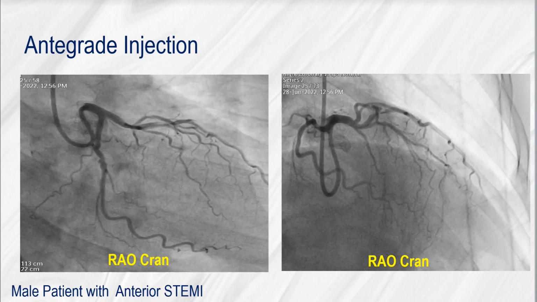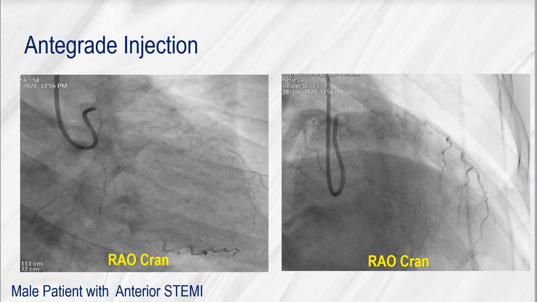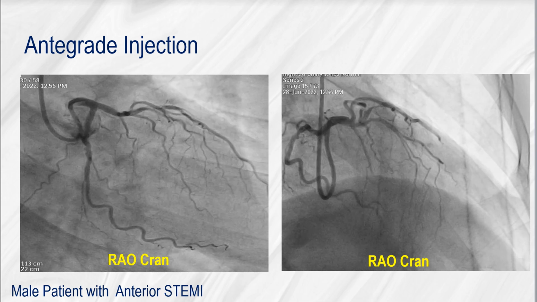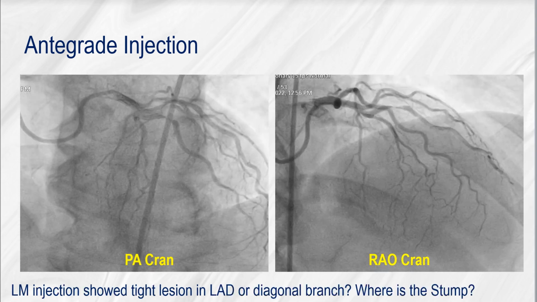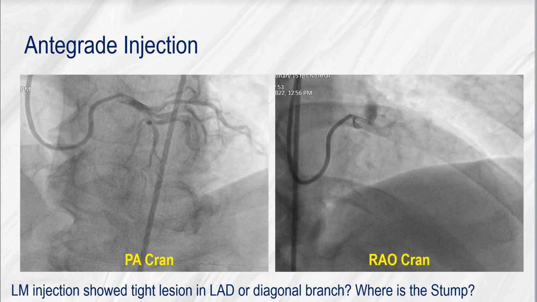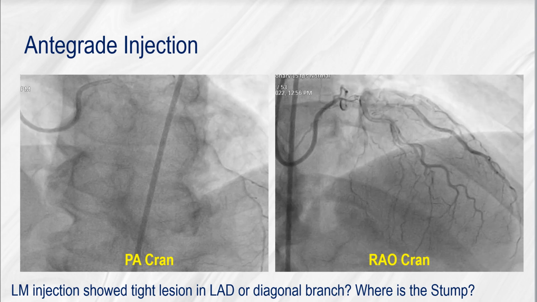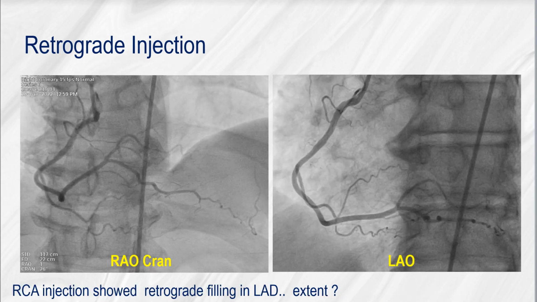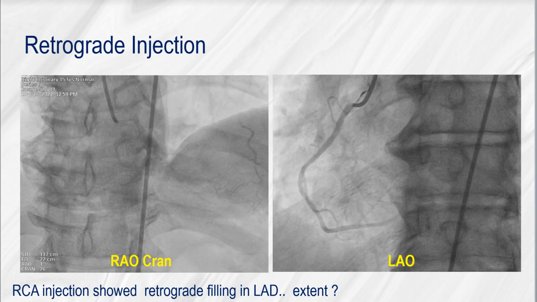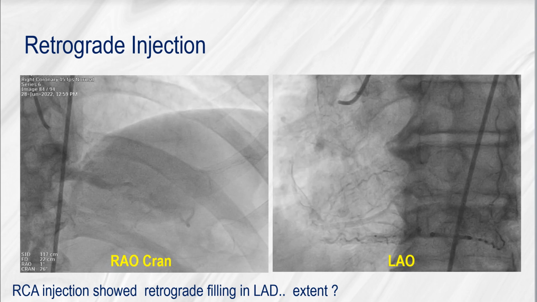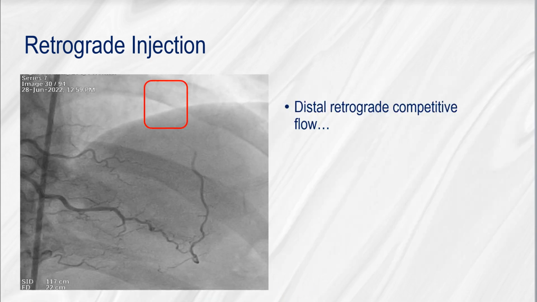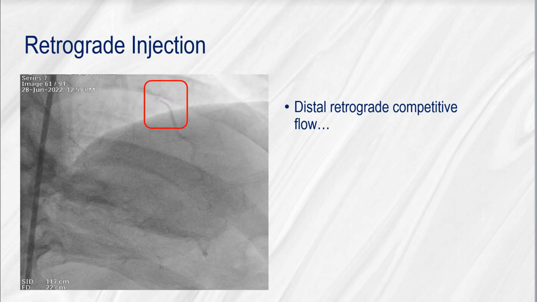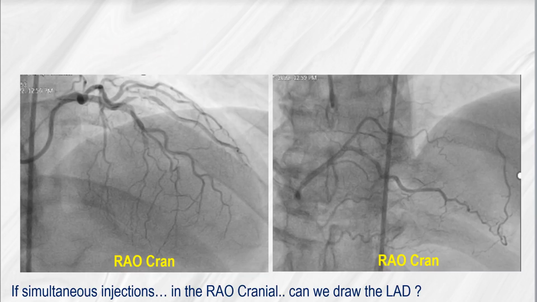Case number 1. Male patient with anterior ST elevation myocardial infarction. Left main injection showed tight lesion in the LED or diagonal artery. Where is the stump? RCA injection showed retrograde filling in the LED. What is the extent? The distal retrograde flow was competitive.